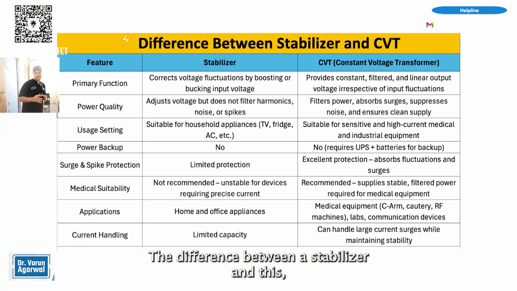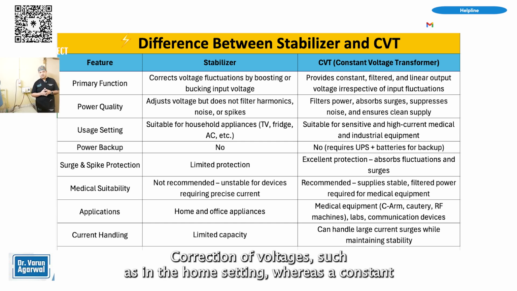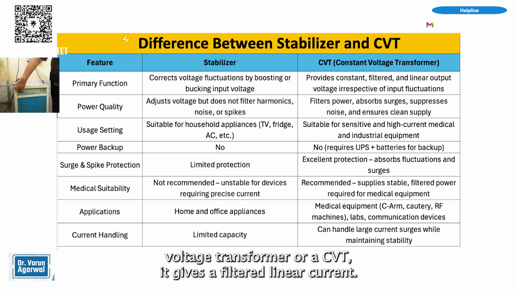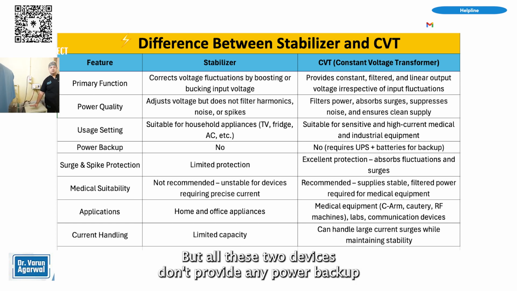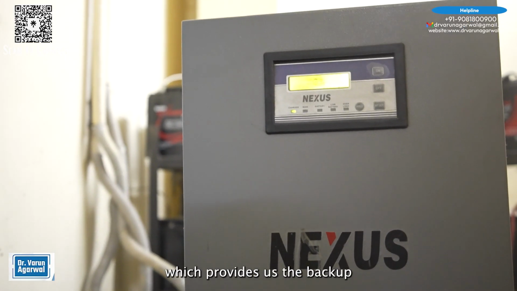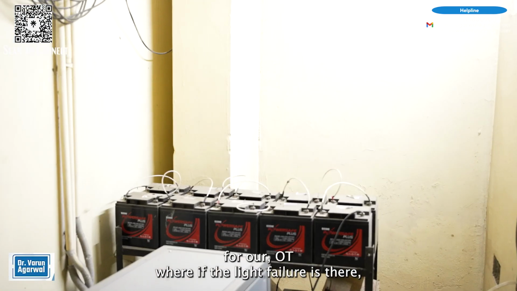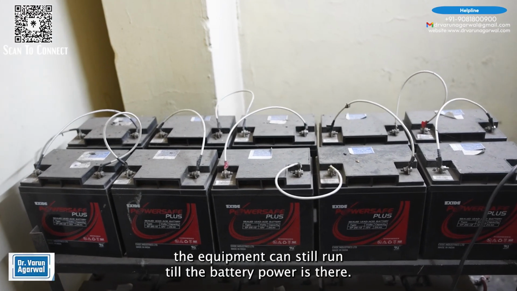The difference between a stabilizer and this CVT is that a stabilizer is meant for gross correction of voltages, such as in the home setting, whereas a constant voltage transformer or a CVT gives a filtered linear current, so that a lot of fluctuations, power surges, etc. get absorbed with this. But these two devices don't provide any power backup, for which we require batteries, and this is the UPS system which provides us the backup for our OT, where if the light failure is there, the equipment can still run till the battery power is there.